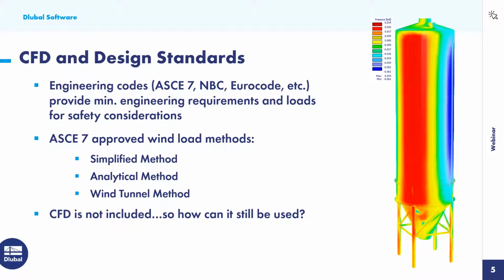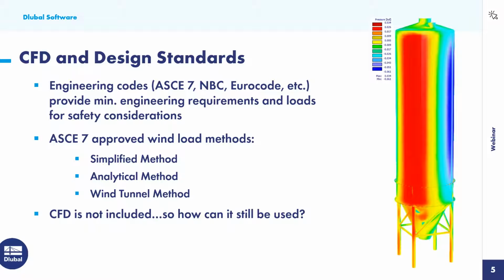So a very common question when it comes to computational fluid dynamics is the role that it plays with the design standards. We know that engineering codes such as the ASCE 7, the NBC, the Eurocode, and so on provide minimum engineering requirements and loads for safety considerations. And of course, wind is included in this.